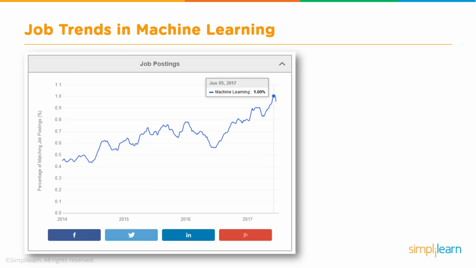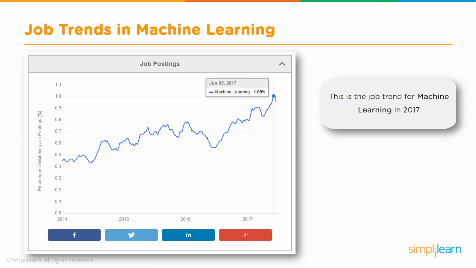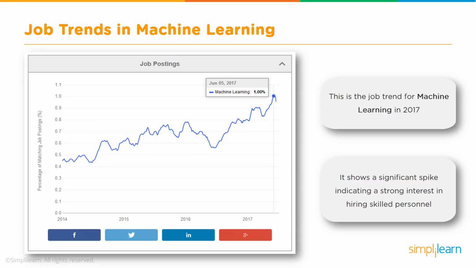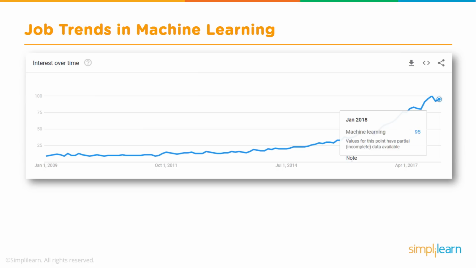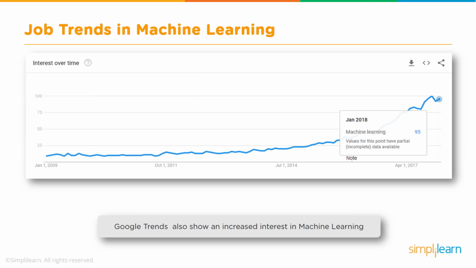The graph here indicates the trends of job postings in the field of machine learning. Although there's a sharp dip mid-2016, the spike indicates that there's a strong interest in hiring skilled personnel. Evidently, machine learning provides greater opportunities in terms of the job it can provide. Google Trends show an increased interest in the topics related to machine learning. The machine learning market size is also expected to grow from $1.03 billion to $8.81 billion by the year 2022. This indicates a bright and clear future for the individuals skilled in the concept of machine learning.